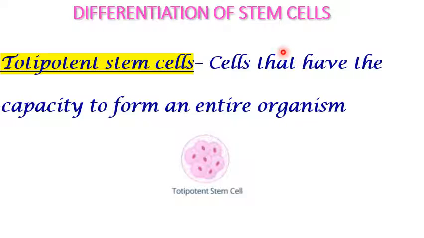The best example for this is embryonic stem cells, where the egg is fertilized by a sperm and forms a zygote. From the zygote a new organism can be formed. This is the best example. Here you can see a totipotent stem cell, which is completely not differentiated. It is dividing here.